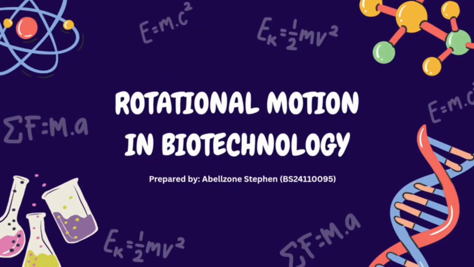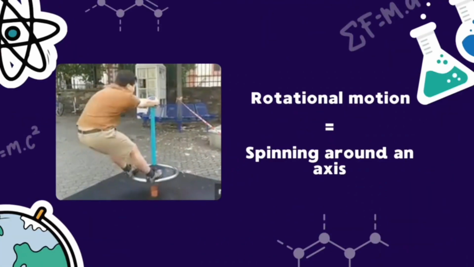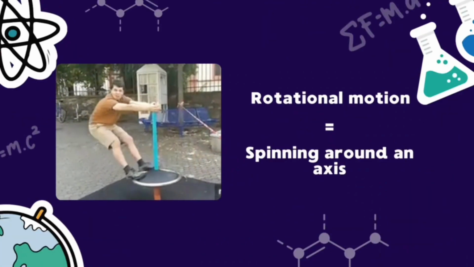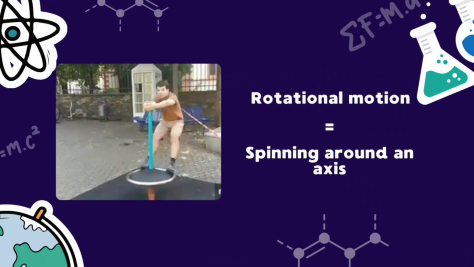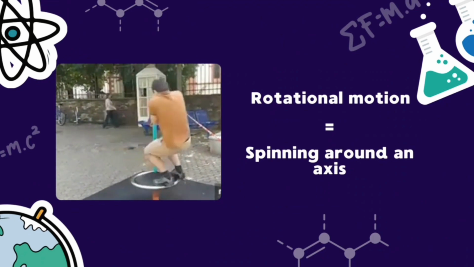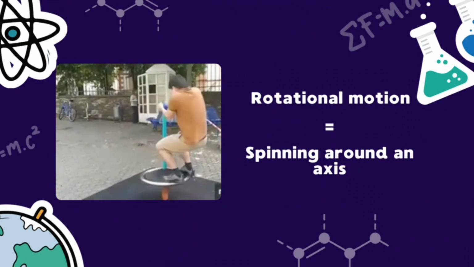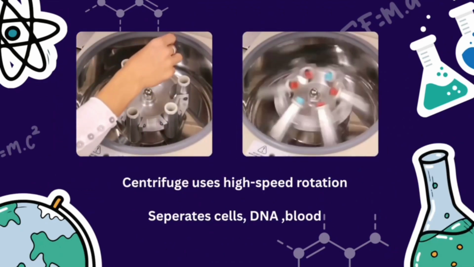I am going to explain about rotational motion in biotechnology. Rotational motion happens when an object spins around a fixed axis. A key example is the centrifuge.